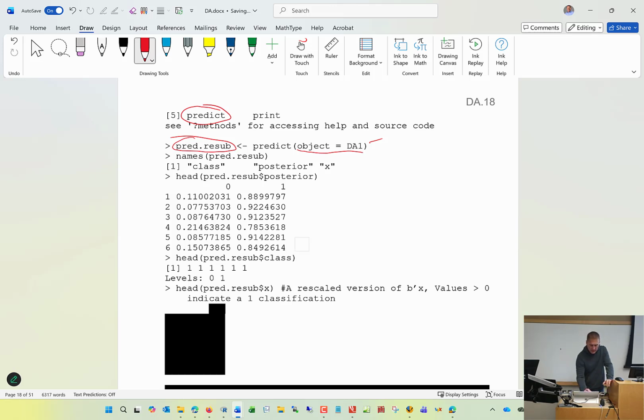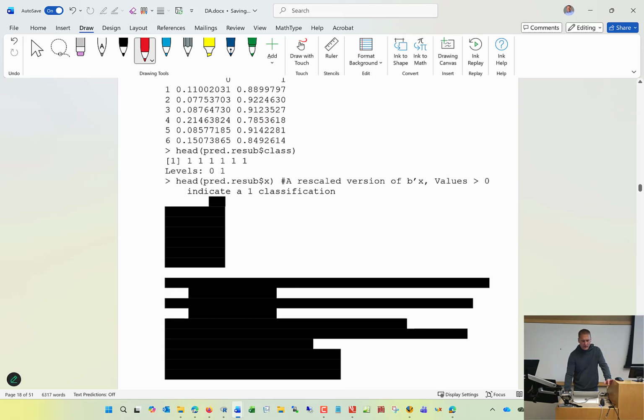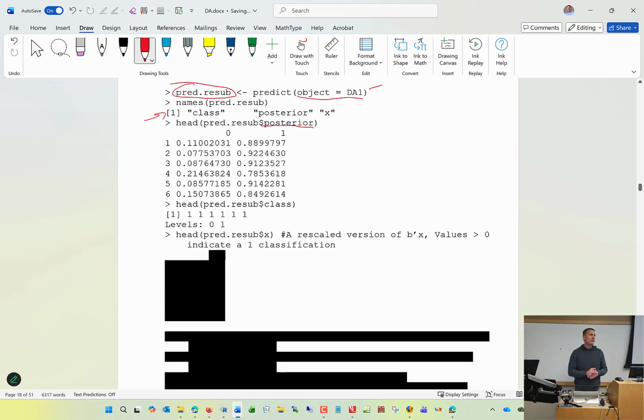Again, I can say names for pred.resub. You can see the information that's in there. In particular, if I pull out the posterior component of the list, here are all the posterior probabilities. So for observation number 1, what would you predict as the population or the grouping? Success, because it has a higher posterior probability. And we can see for so many observations at the very beginning, it's a high probability.